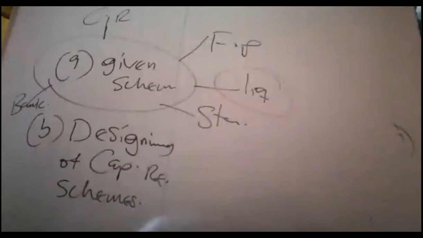Okay. So let's go straight to today's section. Today, the entire scheme will not be given to you. We have to draft our own scheme. How do you go about that? Drafting our own scheme. So that is the section for today. Designing of capital reduction scheme. So where they don't give us the scheme, how do we draft the scheme by ourselves? That is the section that we are going to look at for today.